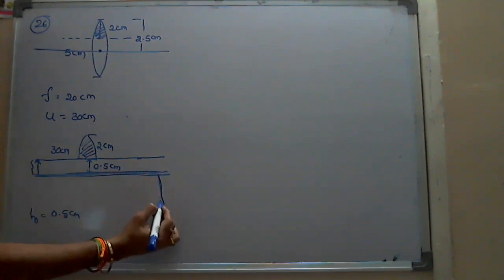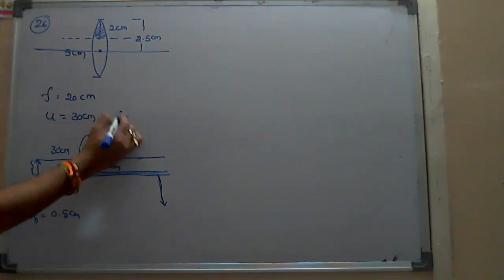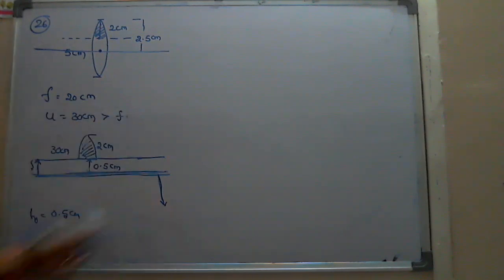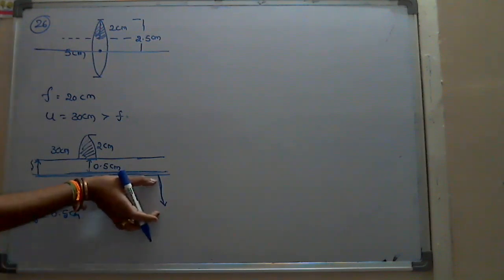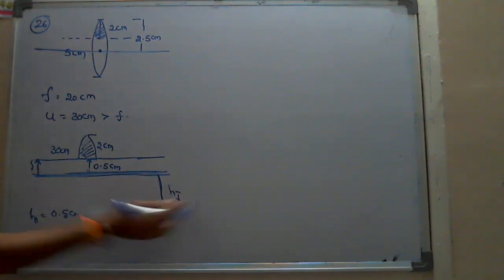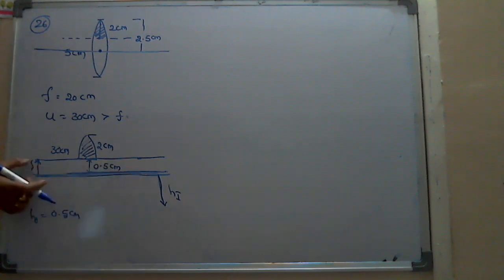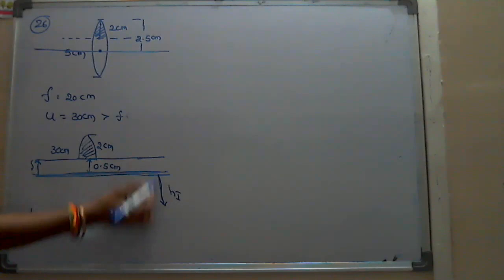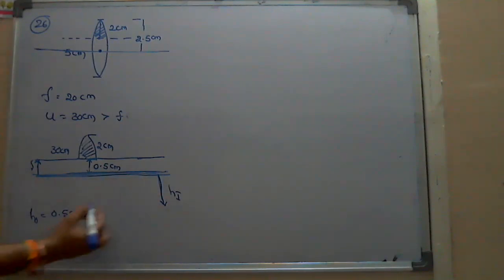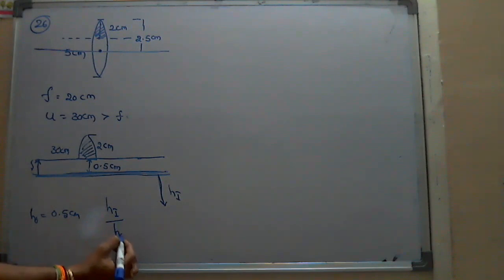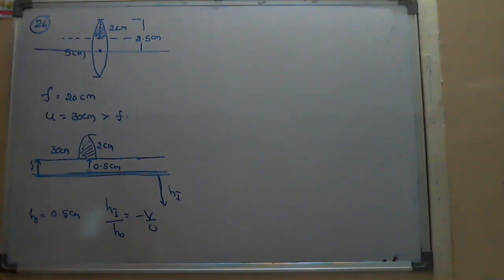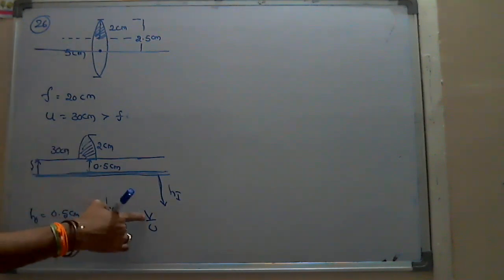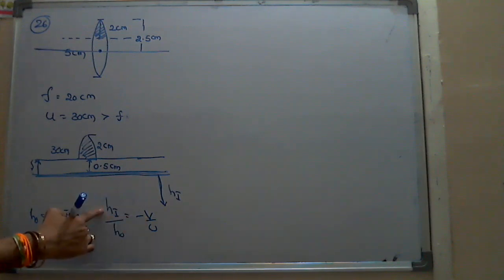Okay. Inverted. Why? Because look, u is greater than f. u is greater than f means a real image will be formed. Real image for a convex lens is always inverted. Okay, so inverted on the other side. Then what will be the height? To find out the height of the image, what will you use? The height of image from the original principal axis, h_i by h_o is the magnification. Magnification formula is minus v by u. So already u is given. So if you find v, then you will get the height of image.